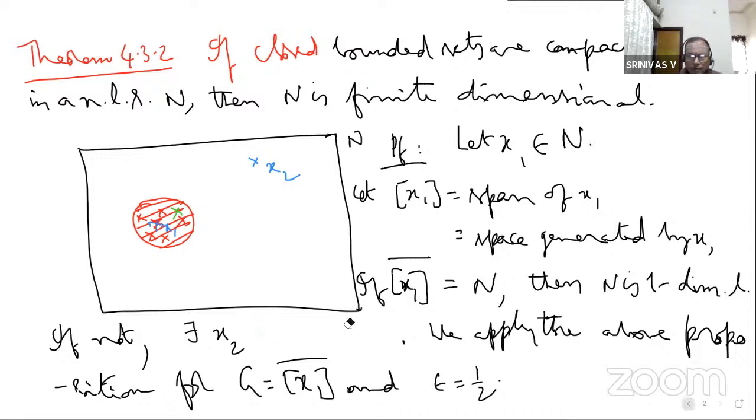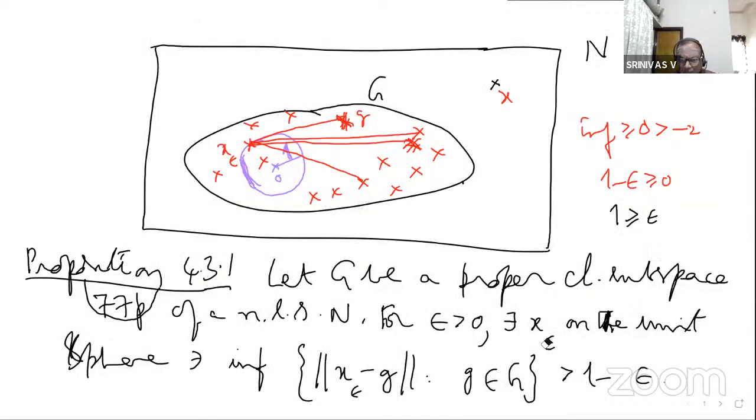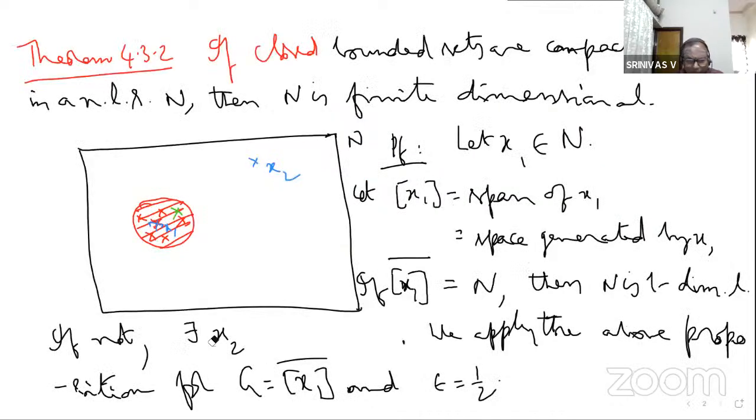Where does this x epsilon belong to? It belongs to the unit sphere. That is what I mistook. Therefore, there exists x2 on the unit sphere.